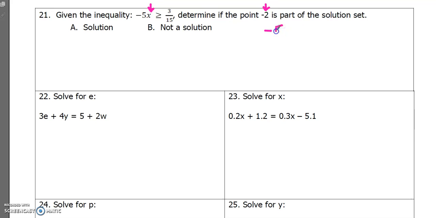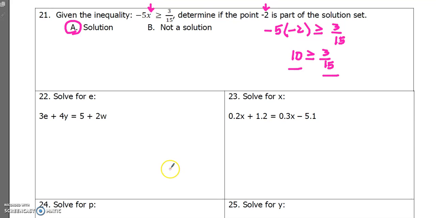So if I have -5 times -2 is greater than or equal to 3/15, then -5 times -2 would be a +10. And that says +10 is greater than or equal to 3/15. Well, this is a whole number, and this is less than 1. So yes, this definitely would be a true statement. So that means yes, -2 was a solution.